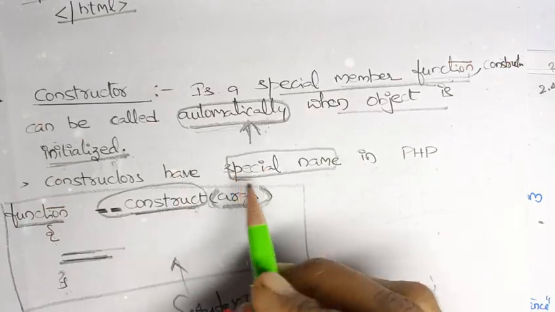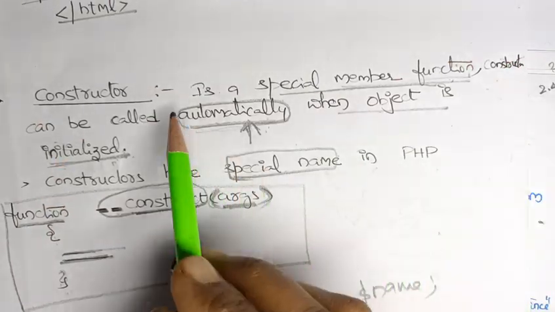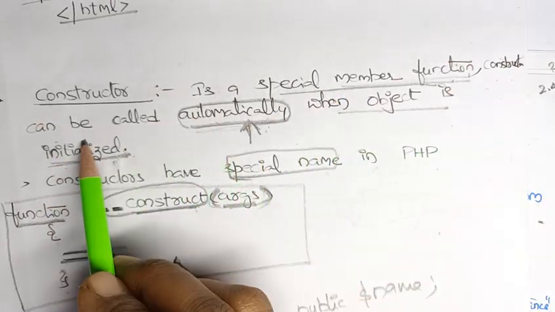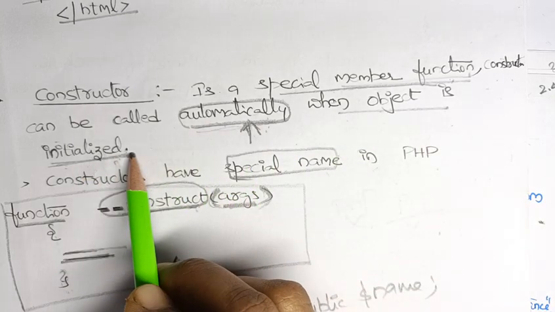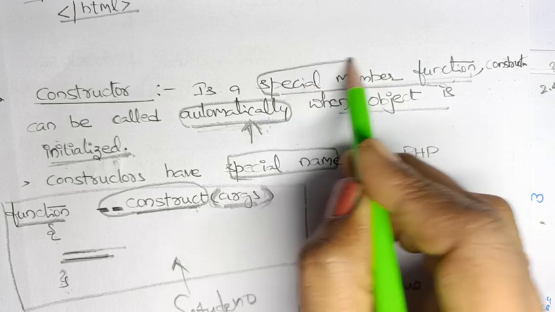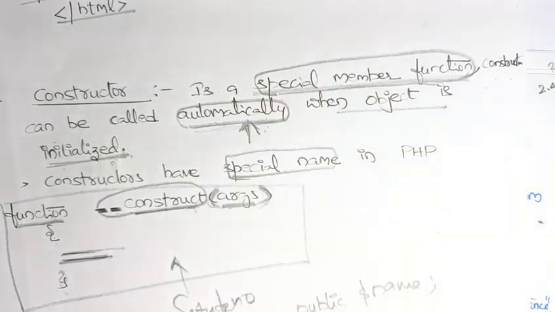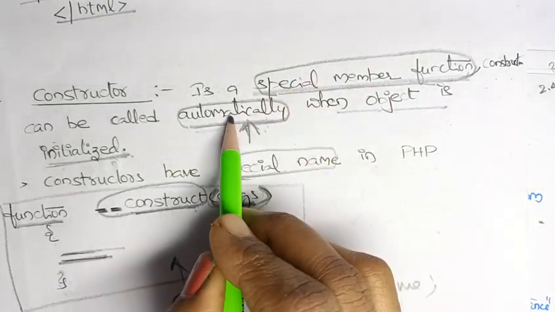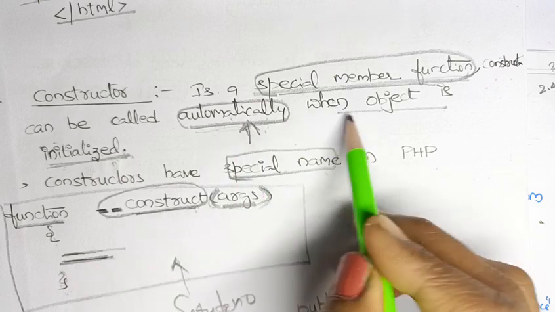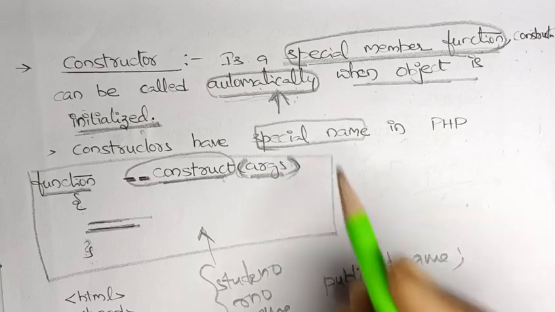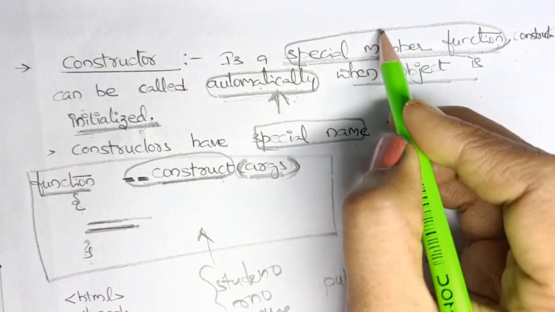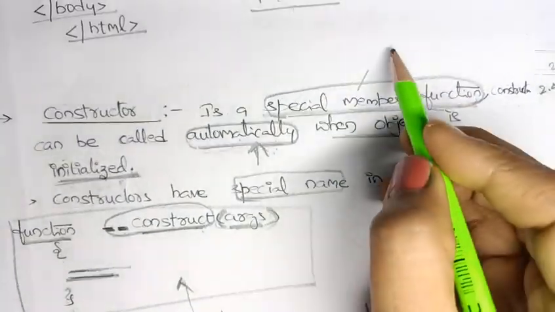Now we will see what is a constructor in PHP. A constructor is a special member function and it is called automatically when the object is initialized. So here, a constructor is a special member function and it is called automatically whenever we create an object for the class.